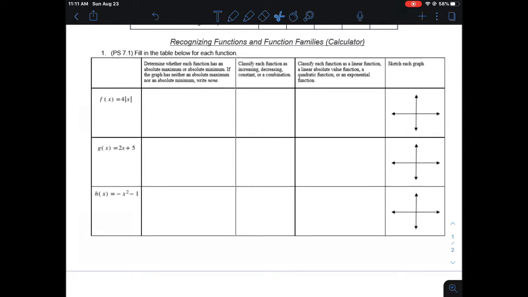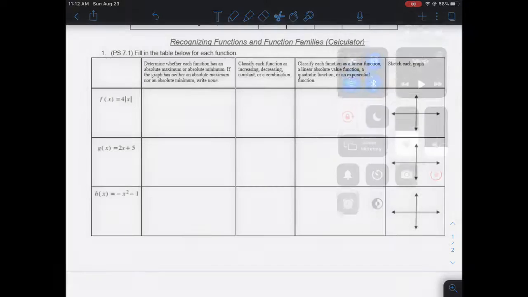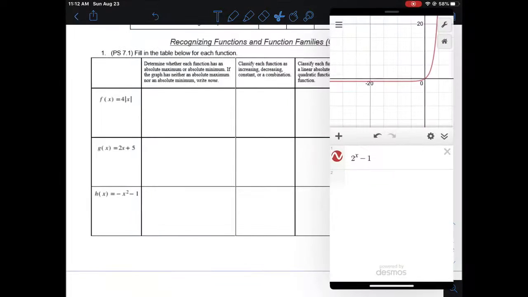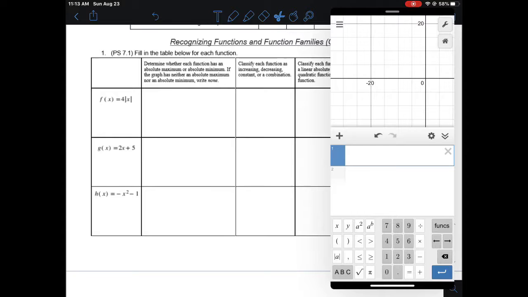So this one is those function families. We're graphing on Desmos. We're talking about absolute maximum, absolute minimum, increasing, decreasing, and function families, and sketching that graph. So let's pull up Desmos so we can graph these 3 functions. So I have f of x equals 4 absolute value x.